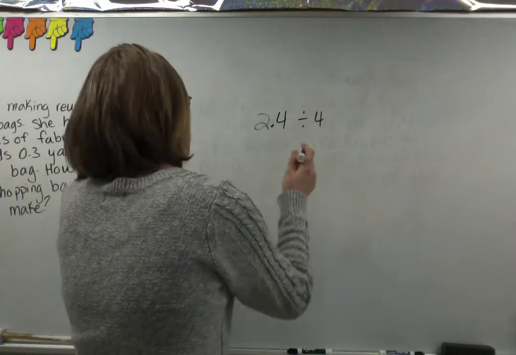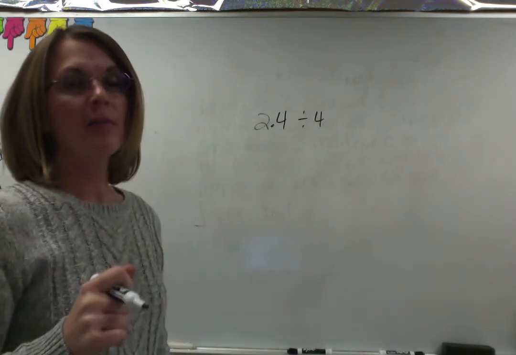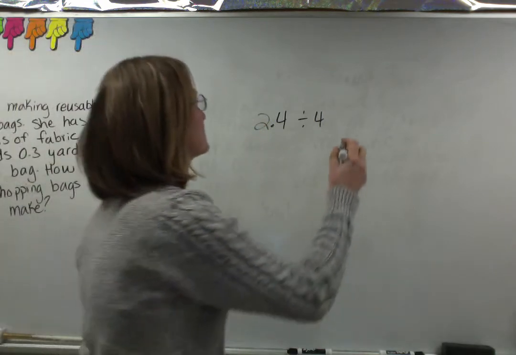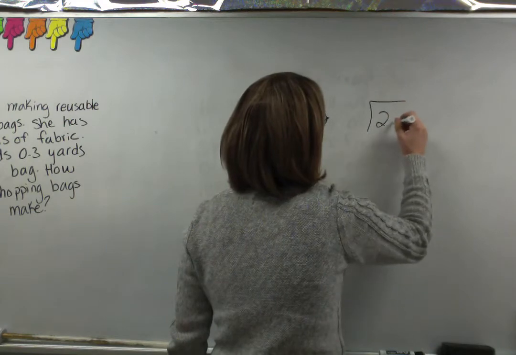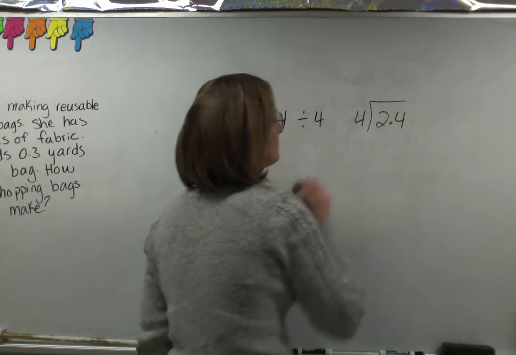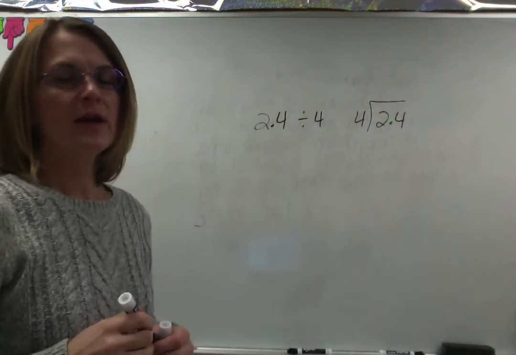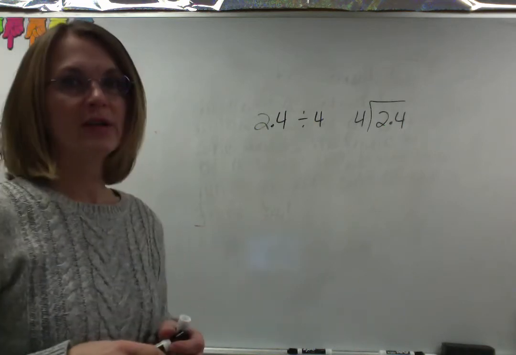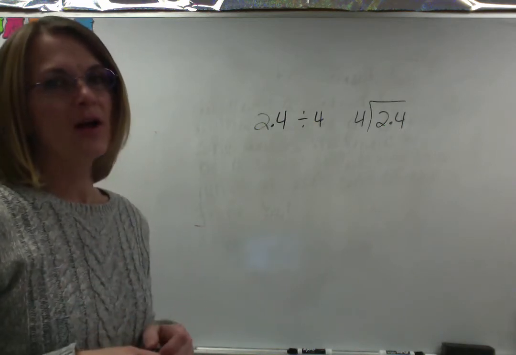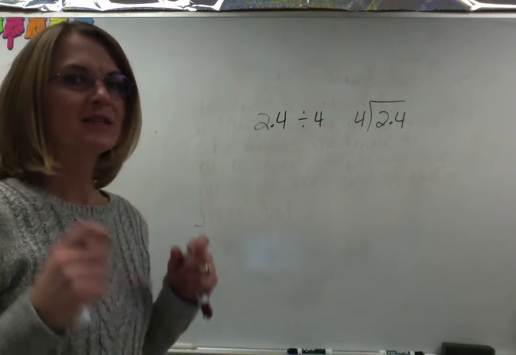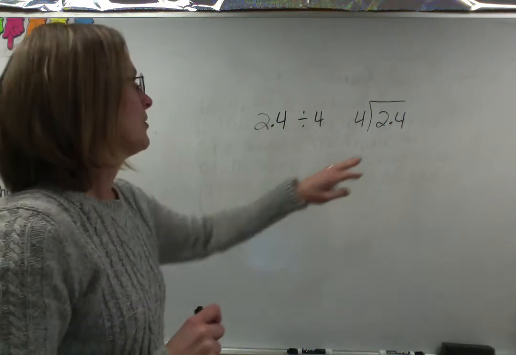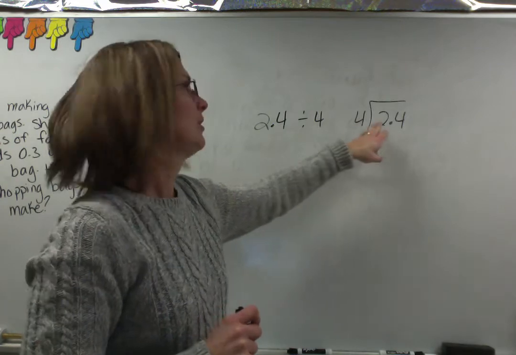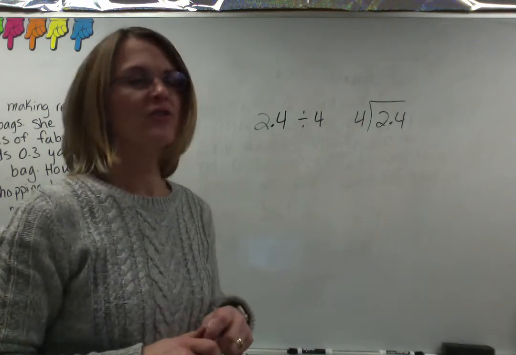Now remember, the thing that is being split up is what goes inside the box. So it would be 2.4 divided by 4. In division, especially when we get into decimals and fractions, it's not always the bigger number that goes inside the box. It's what is getting split up. So in this case, we're splitting up the total into 4 to figure out the size of each side.